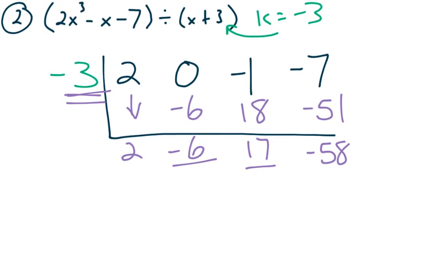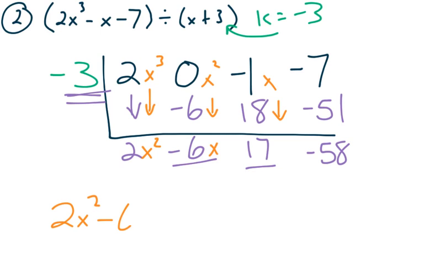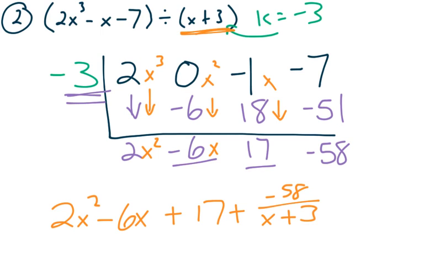So we've got our answers. We've got our numbers along the bottom. Remember, this was x cubed. So now when we come down, it's now x squared. This was x squared. When we come down, now it's x. This was x, so when we come down, that's now our constant term. And our constant term originally, negative 7, when we bring it down, is now our remainder. So our final answer is going to be 2x squared minus 6x plus 17, and then plus negative 58 over what we originally divided by, x plus 3. So hopefully that makes a little bit of sense to you.